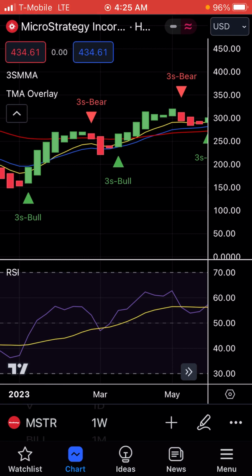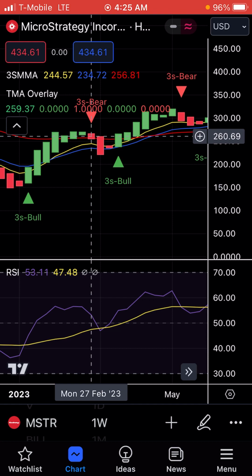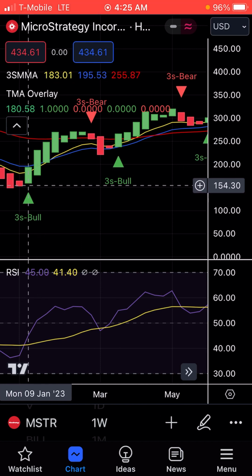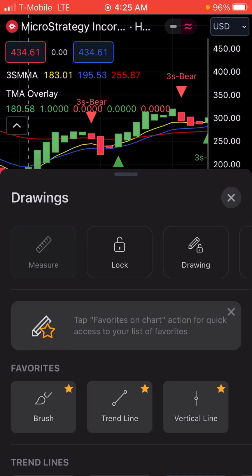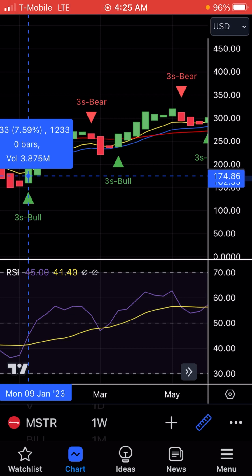You have basically three ways of finding good trades here: through the EMAs crossing, through the RSI, and through the signals of the TMA overlay. The TMA overlay gives you a good signal here, and a signal here. Well, that's a downtrend, but a signal here. So these are two good signals. If you rode this one out, it matches with the RSI there.